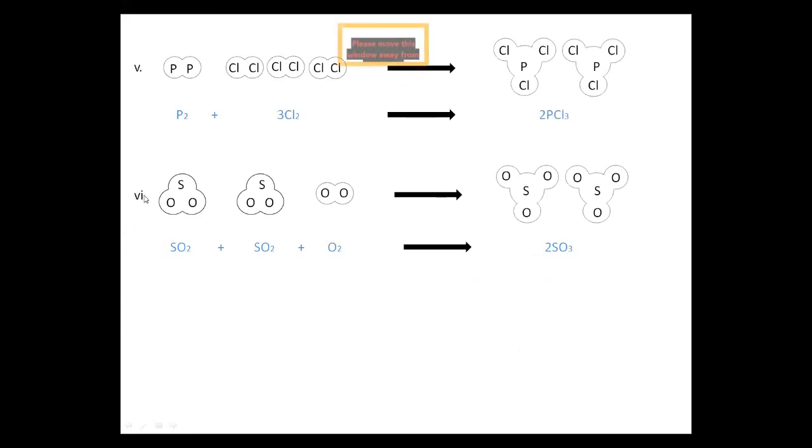In the sixth example, two molecules of sulfur dioxide react with one molecule of oxygen, SO2 plus SO2 plus O2, or you can say 2SO2. Reacting together, they form two molecules of sulfur trioxide, 2SO3. So SO2 plus SO2 plus O2 form 2SO3.